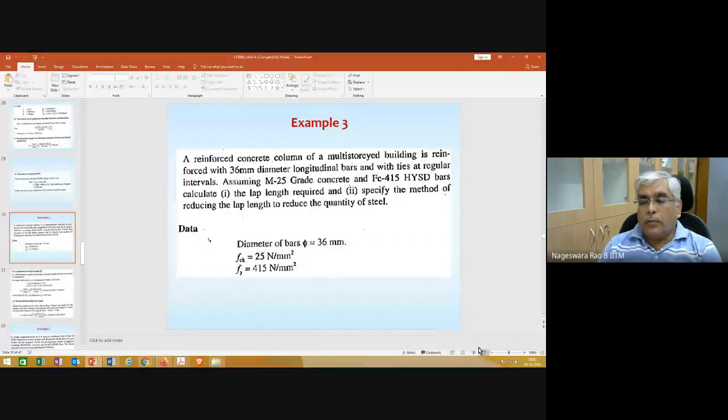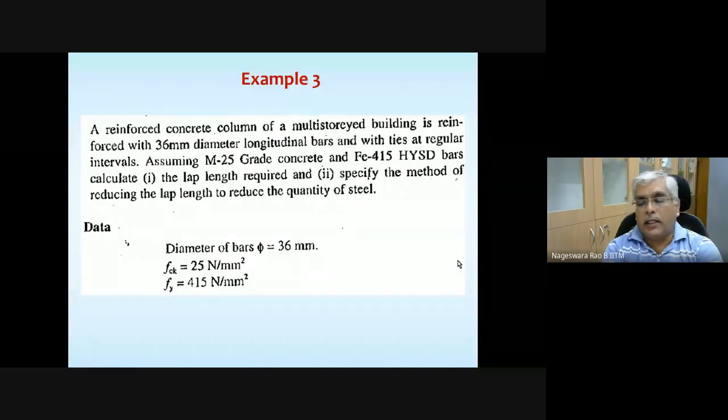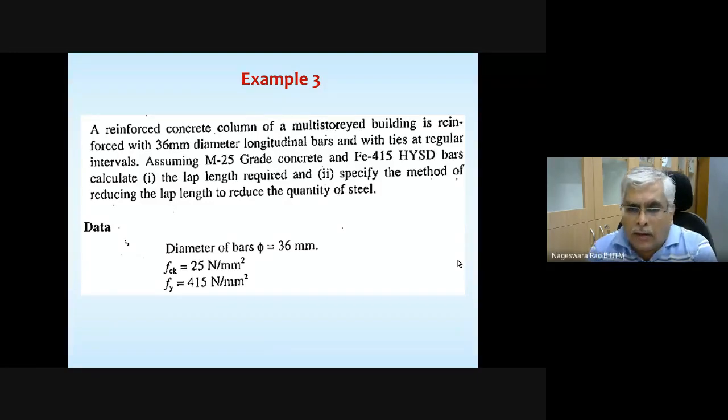So we were discussing bond and anchorage related things. Yesterday, I skipped this example, and here basically a combination. First of all, you need to calculate whatever development length or lap length is required, and afterwards, a method is illustrated to make use of a combination of two kinds: you can do welding as well as lapping over a certain portion. So how to do that, that is what is illustrated in this example.